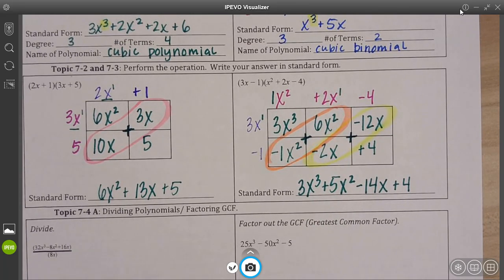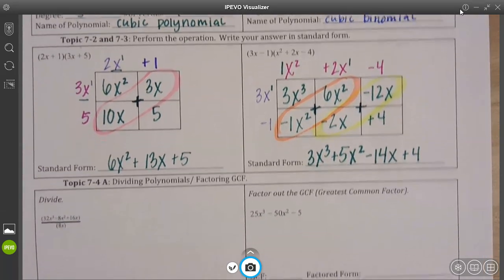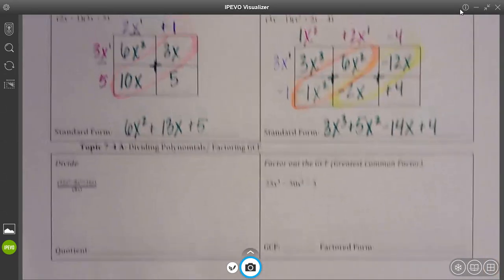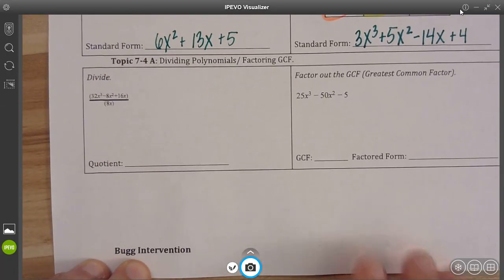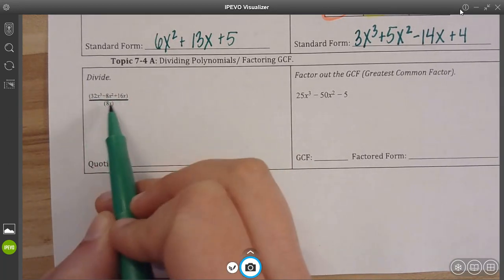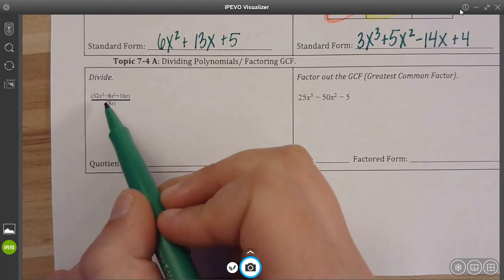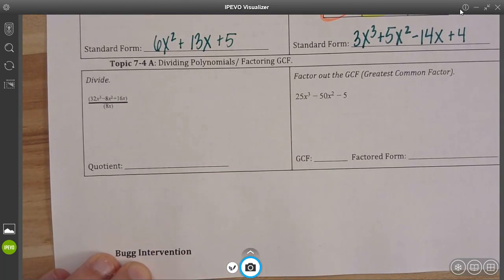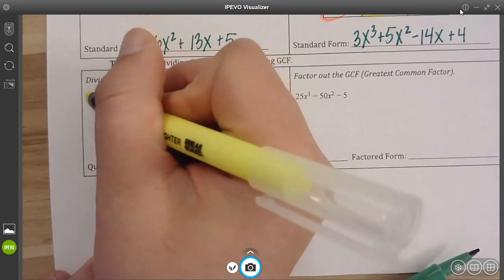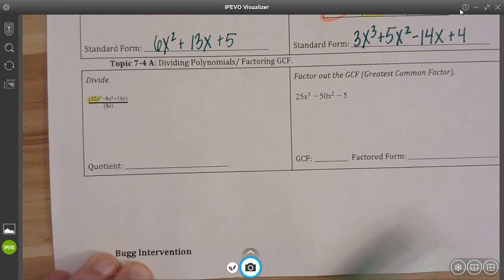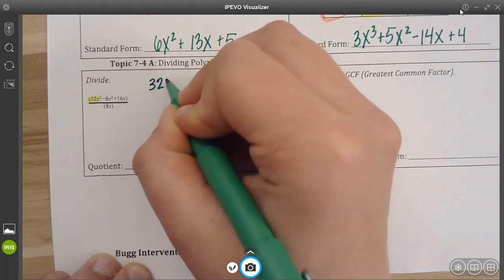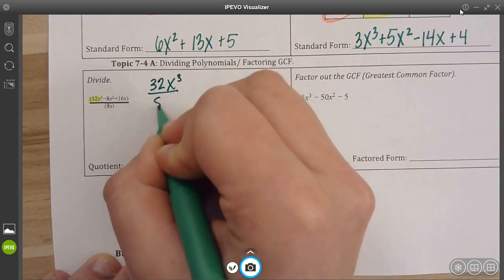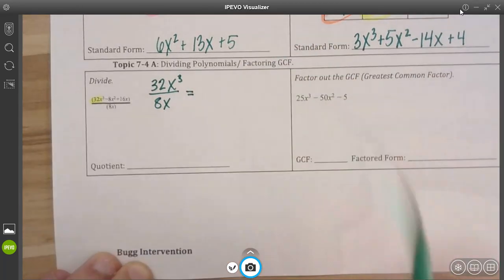So we've added and we've subtracted, we've multiplied, and now we are going to divide. And this is kind of leading us into our greatest common factor. When we have a polynomial on the top of a fraction and we're dividing, we can break this problem up into 3 separate fractions. Each of my terms up here on the top is getting divided by this 8x. So the first one that I have is 32x to the third power. I'm just going to write this down over here. 32x to the third power, that is getting divided by 8x. So let's go ahead and do that problem.